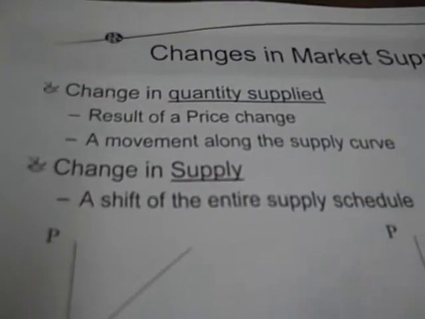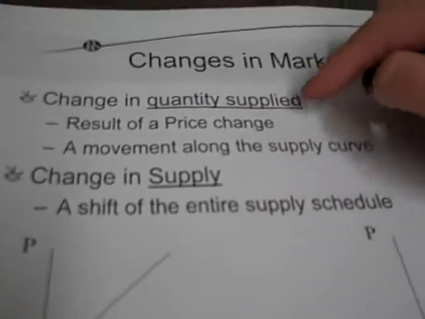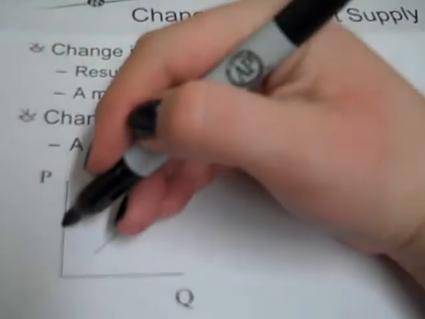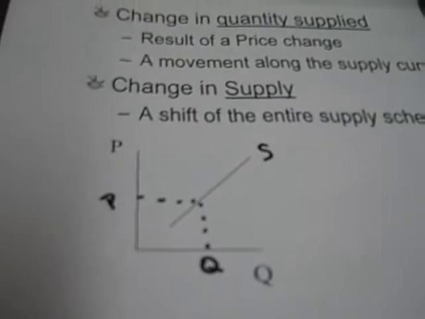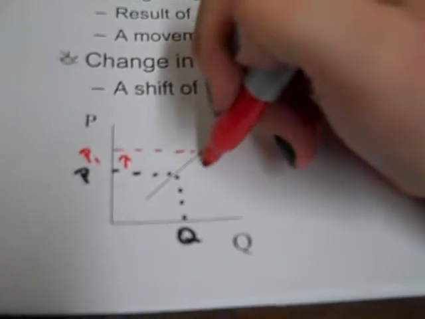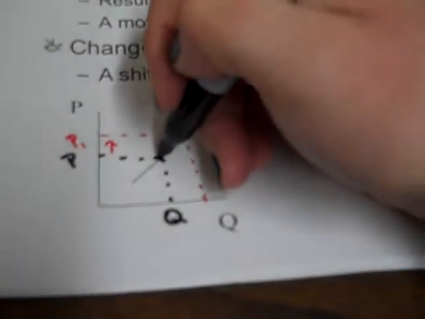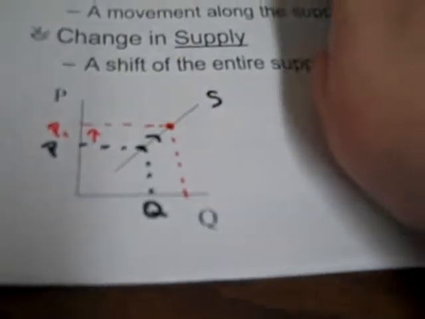Once again, we have a change in quantity supplied versus a change in supply. The change in quantity supplied is going to result from a price change. It's going to move us along the supply curve. So if we have an original price and quantity on our supply curve, and there is a price increase, it moves us from one point to another along our curve. We went from the black dot to the red dot.